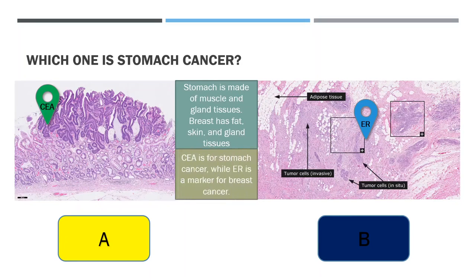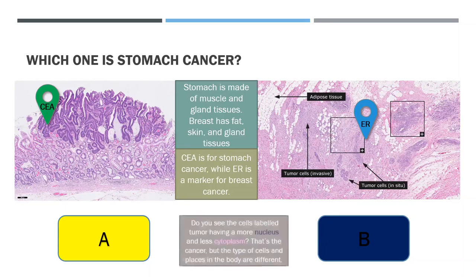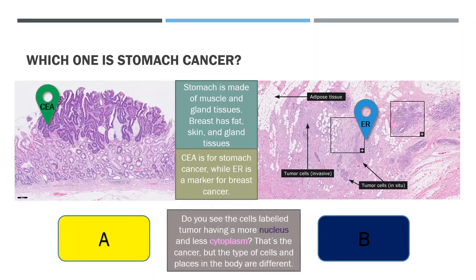But the real thing that tells you which is stomach cancer are the two biomarkers. A has a CEA biomarker, which is for stomach cancer, and B has the ER biomarker, which is for breast cancer. As a refresher, do you see the cells labeled tumor having more nucleus and less cytoplasm? That's the cancer, but the type of cells and the places in the body are different.